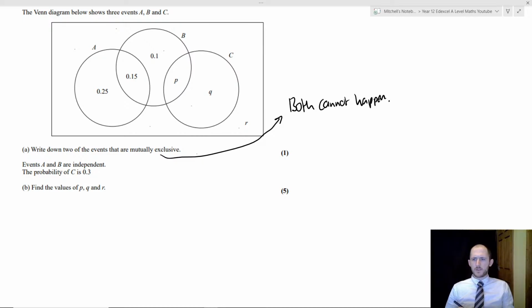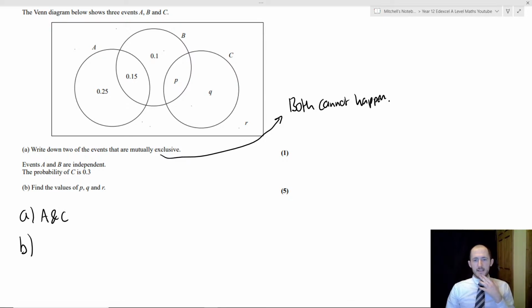For example, when you flip a coin, you can get heads or you can get tails, but you can't get heads and tails. So you can only get one or the other. That is what they mean by it. So in this case, what would that mean on a Venn diagram? Well, it means that there'd be no overlap. So the only two events that don't have an overlap are A and C. So for part A, the answer is just A and C.